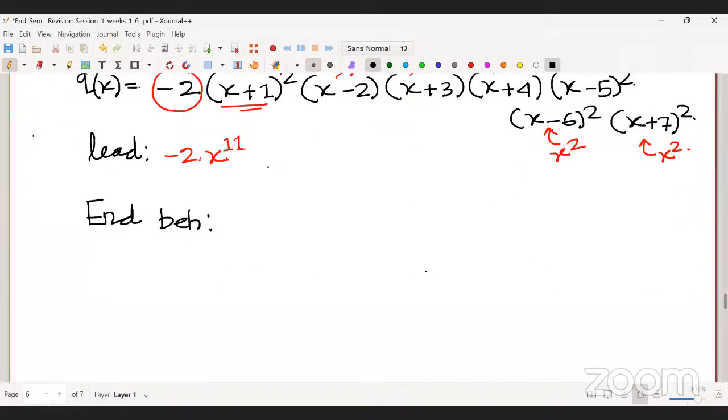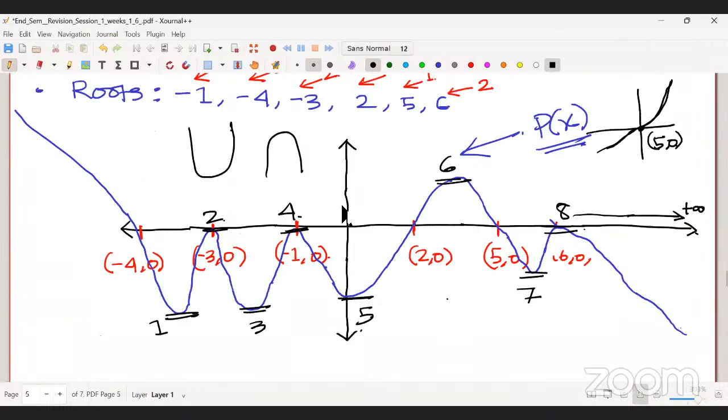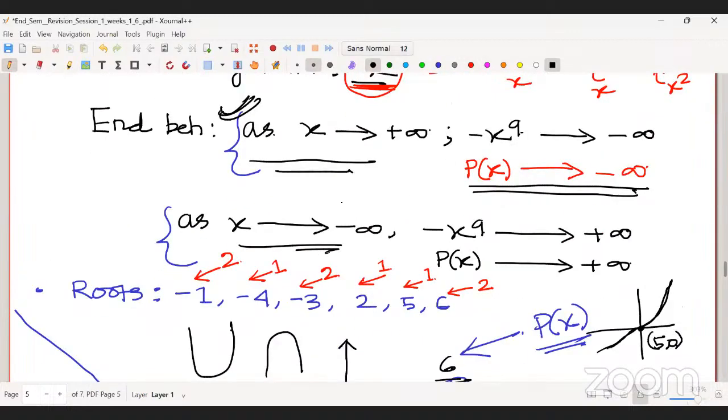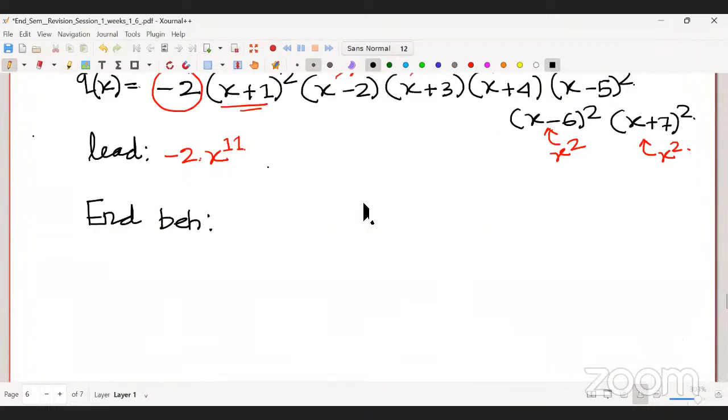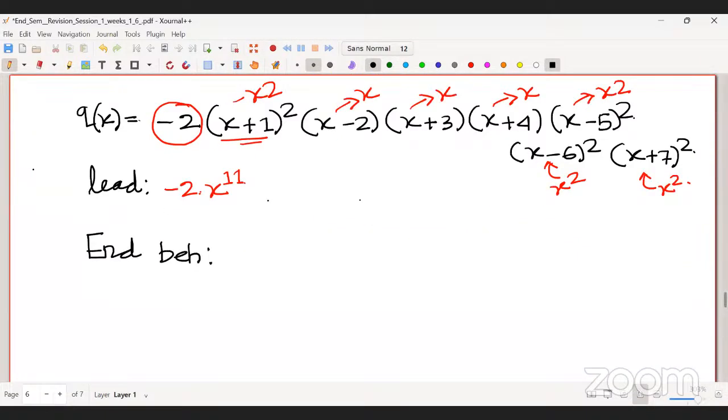So for the left side, what do we need to find? We need to find the end behavior as x tends to minus infinity. Can you tell me what will be the left side end behavior of this polynomial? As x tends to minus infinity, where will this polynomial go? Towards infinity. Q of x tends to infinity.